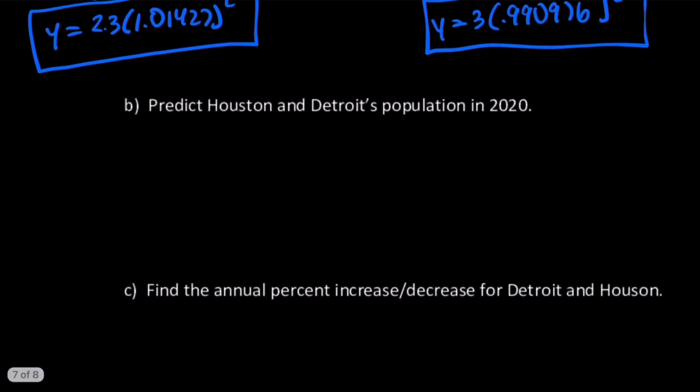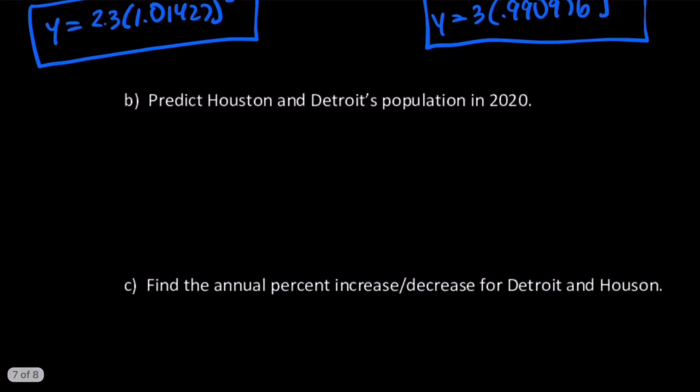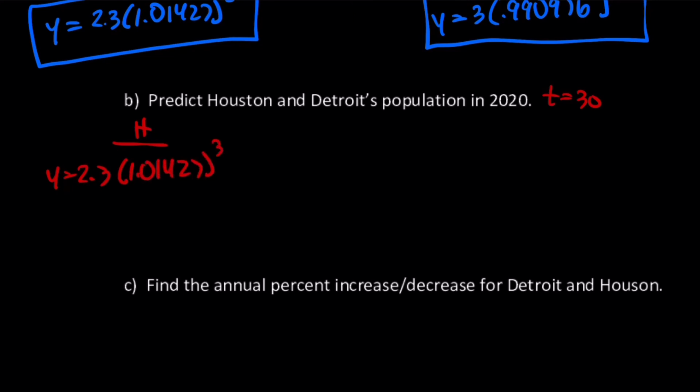All right, predict Houston and Detroit's population in 2020. So in 2020, remember, t equals 0 is 1990, so in 2020, t equals 30. So I'm just going to plug into the models I got up above. So again, here's Houston. y equals 2.3 times 1.01427 to the 30th. And I got 3.518. Now remember, that's million.